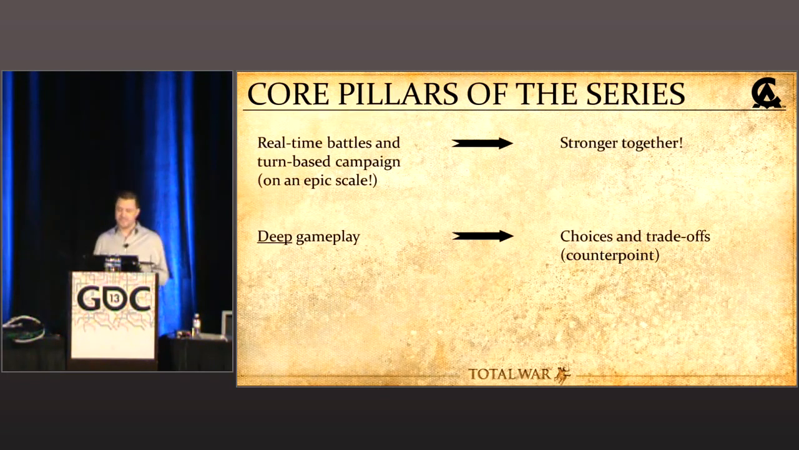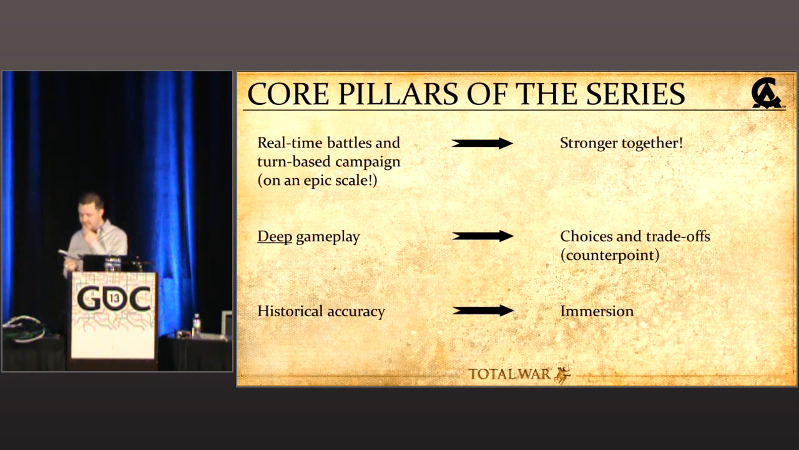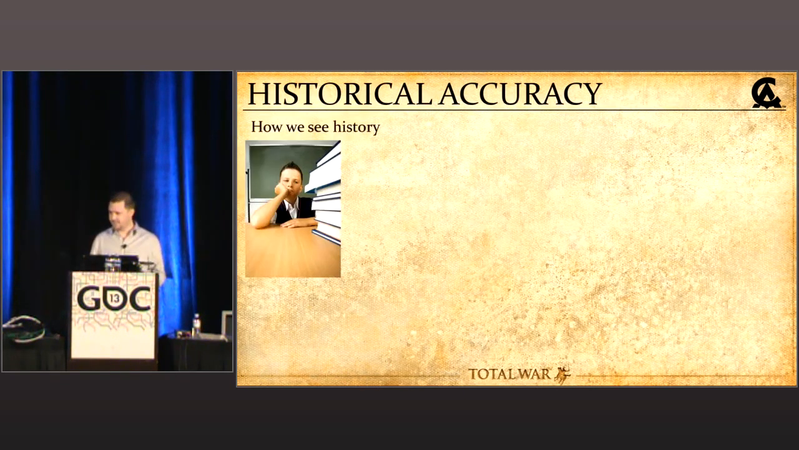So look, I'm going to move on from system dynamics and talk about the third core pillar, which is historical accuracy. So we go to great lengths to make sure our historical settings are portrayed as authentically as possible in Total War. We want everything the player does to make them feel like a Japanese warlord or a medieval king or a Roman general. It's about delivering immersion, that suspension of disbelief that takes the game to the next level inside the player's head. So we don't see history like this at all.